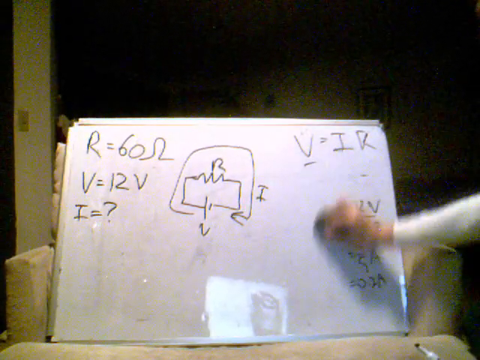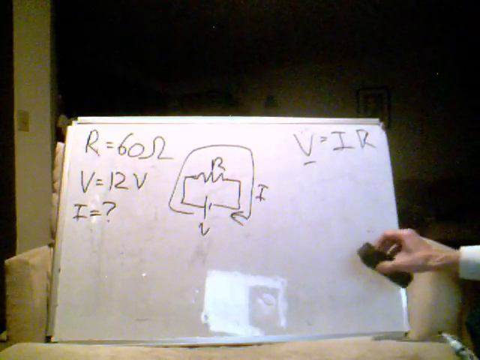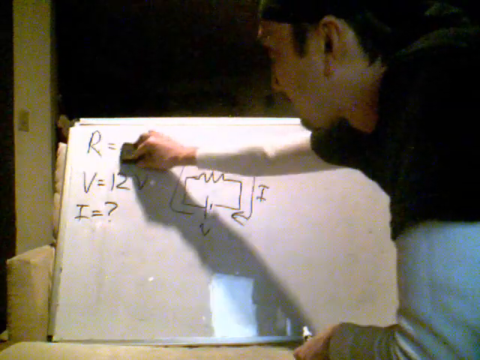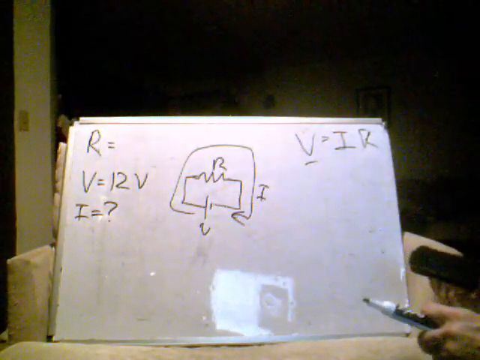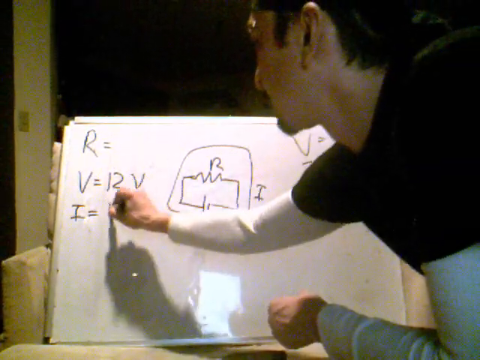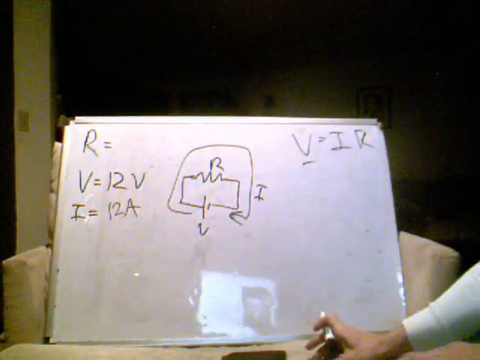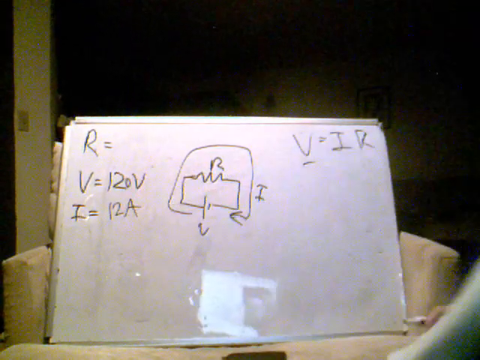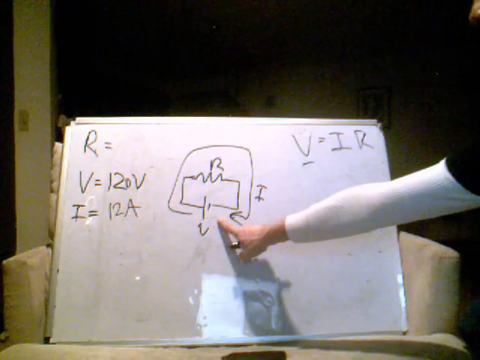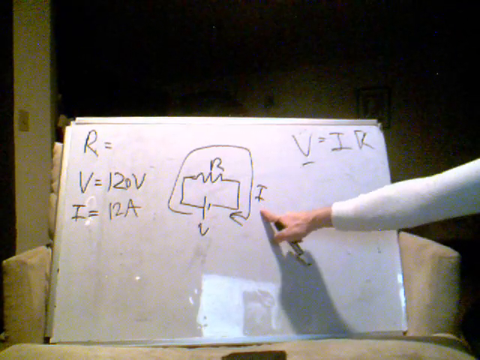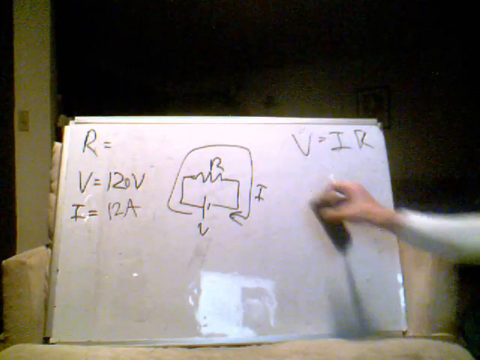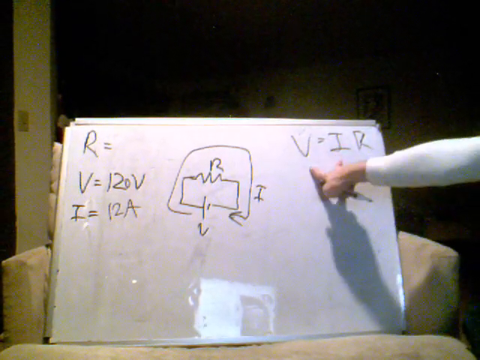Okay. Now let's say that we wanted to change the game just a little bit here. Let's say we wanted to figure out the resistance in a circuit where we have a light bulb that draws 12 amps of current in a 120 volt circuit. Okay, we got 120 volts of battery and we've got 12 amps of current. How big is the resistance? Well, we're looking for this one now. We have these two pieces.